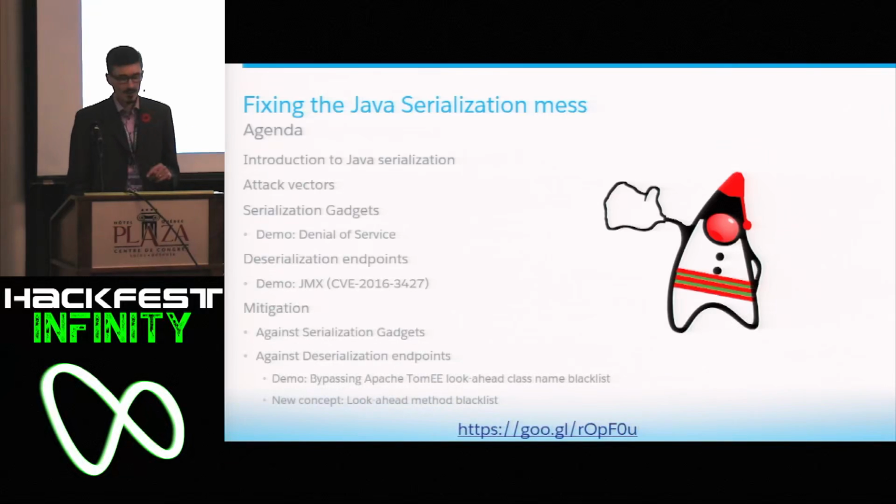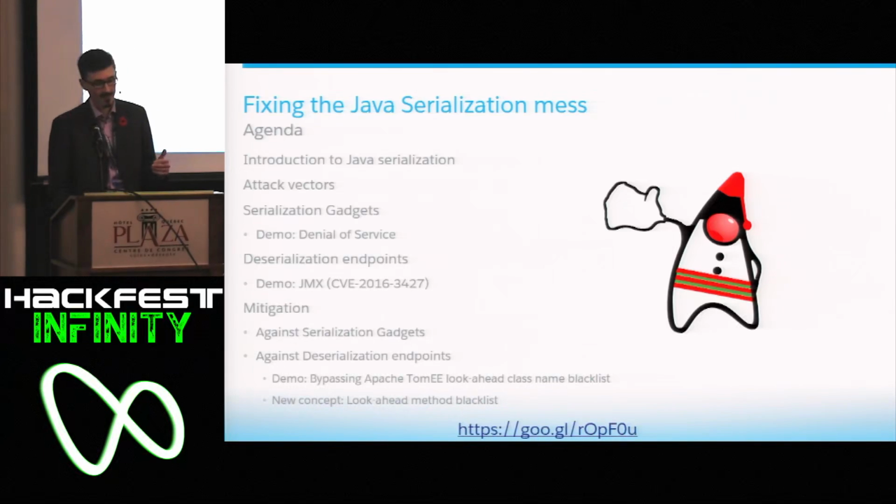So I will quickly introduce what this feature is, and then we'll talk about how to abuse it, the attack vectors. And I want to make a difference between what we call gadgets and what I call endpoints. And for each of them, I'll give you a demo. And then in the second part of the presentation, we are going to talk about how to fix this. Again, fixing the gadgets versus fixing the endpoints. And another demo will be shown.